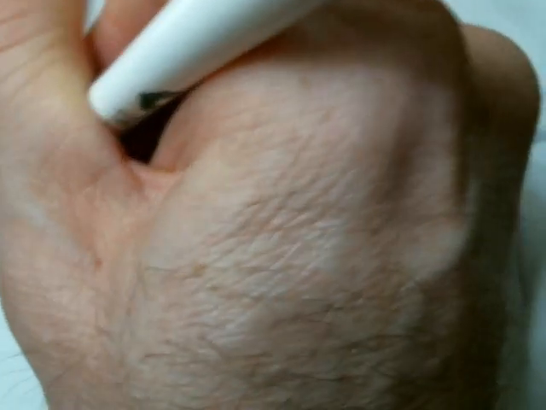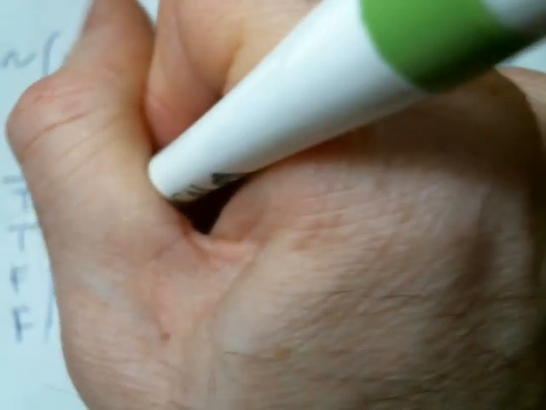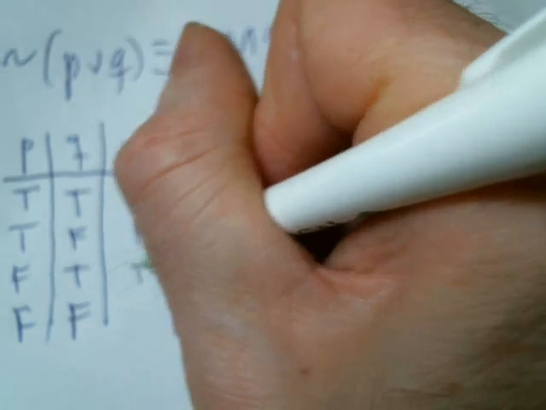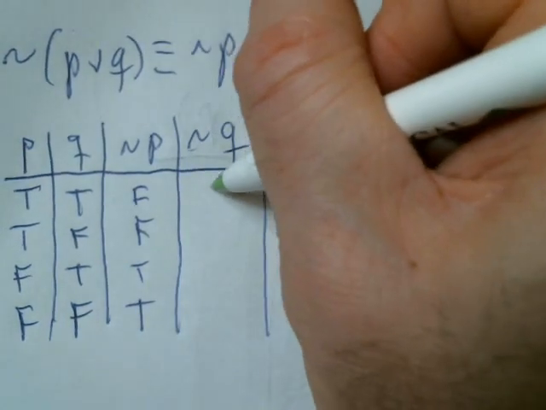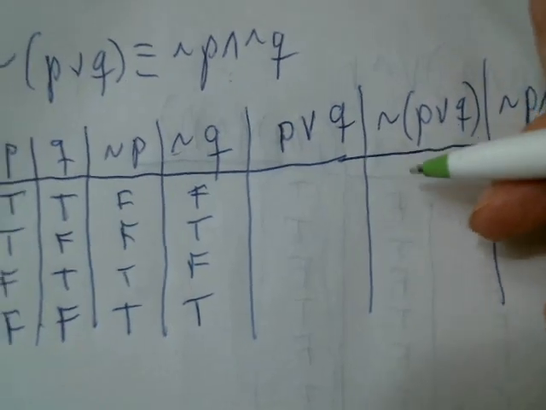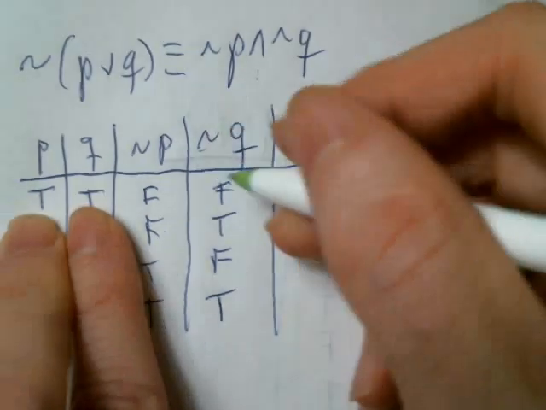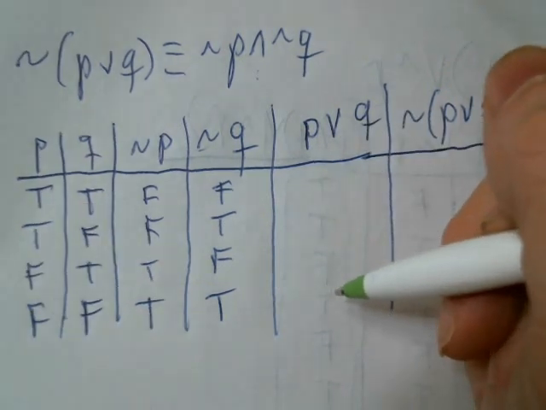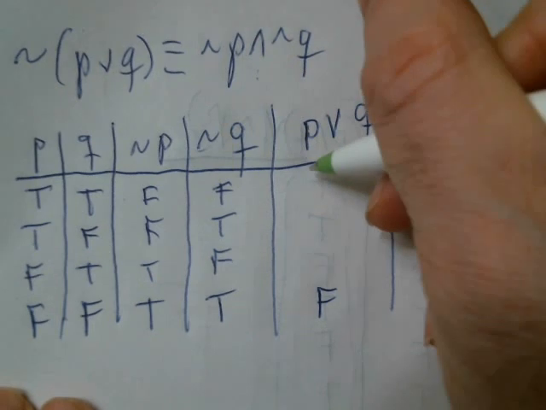Okay, so P is true, true, false, false. Q is true, false, true, false. Negate P, so that's false, false, true, true. Negate Q, that's false, true, false, true. P or Q, so you're comparing these. It's only false when they're both false, so the last one is false, the rest are true.